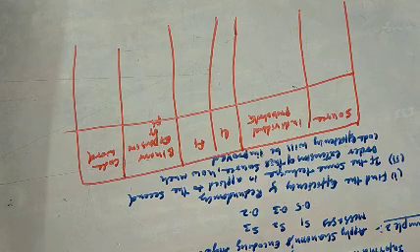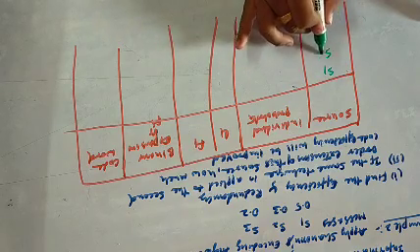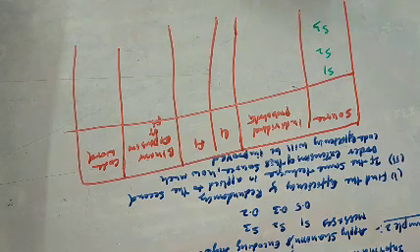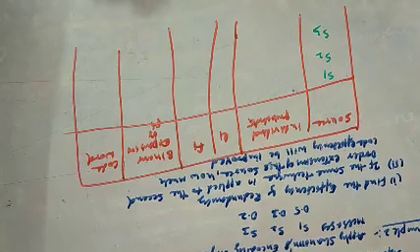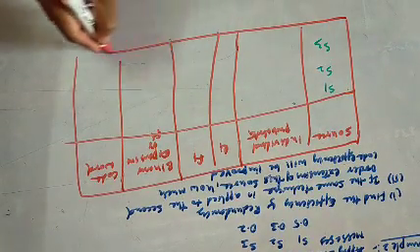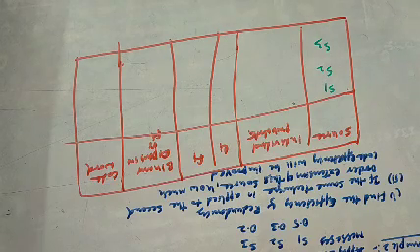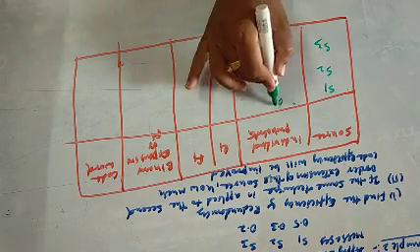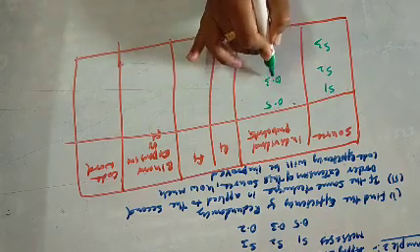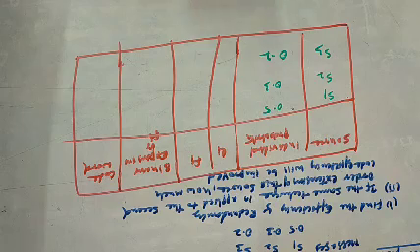Here they are already arranged in the non-increasing order. If not, we have to write them in the non-increasing order. So the probability of S1 is 0.5, S2 is 0.3 and S3 is 0.2. These are the individual probabilities.